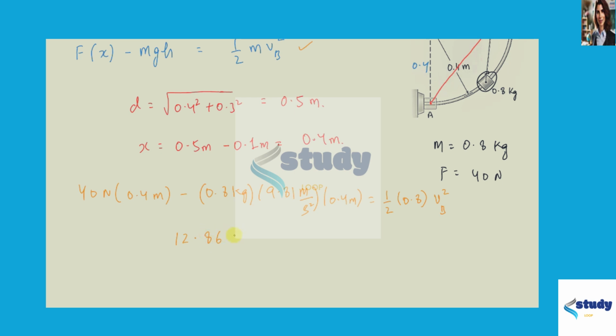After solving the left side of the equation we get 12.86 Newton meter is equal to 1 by 2 times 0.8 times VB squared. So from here we get VB as 5.67 meter per second. So this is the final answer for the given problem.